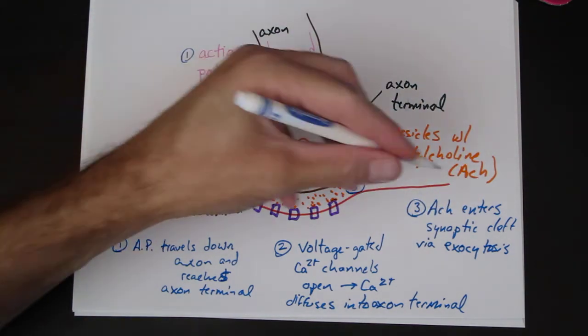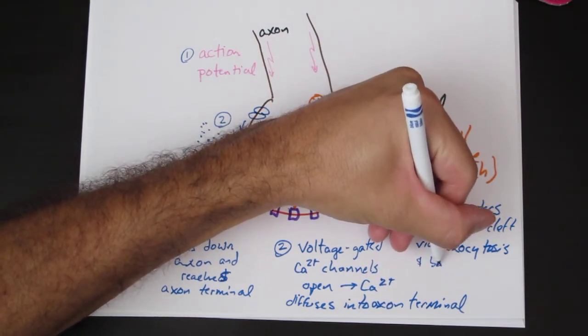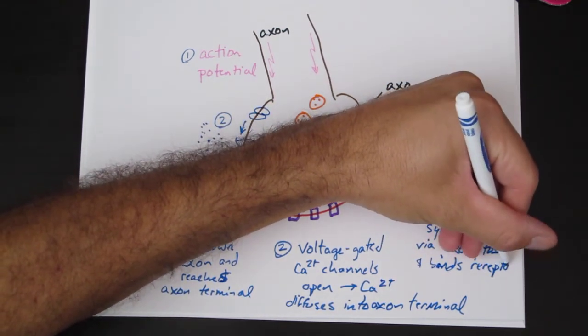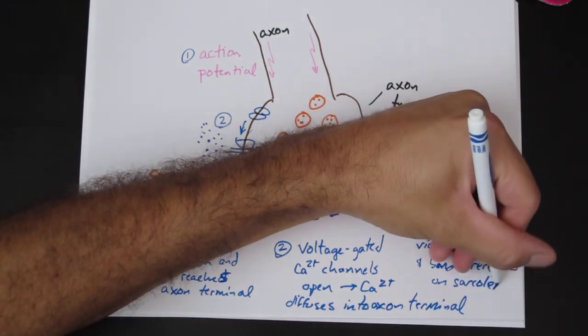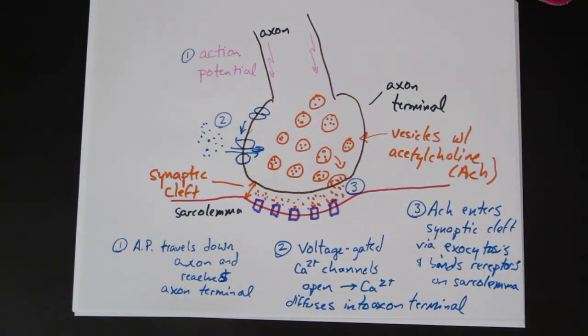So we're going to say that acetylcholine enters the synaptic cleft via exocytosis and binds receptors on the sarcolemma. Okay, so what happens to those receptors? What's going to be occurring when that acetylcholine binds to those receptors? Well, when acetylcholine binds to these particular receptors, it opens those receptors up.